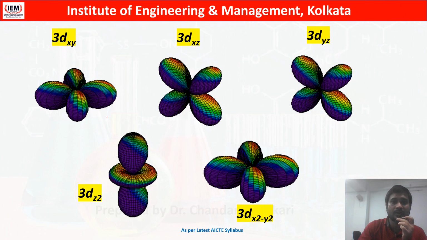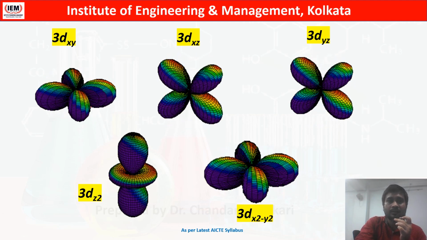Now, if you want to know how these d orbitals appear in three dimensions, they are generally rotated like this, and this is a moving picture of the d orbitals, showing how they actually appear in three dimensions, right?